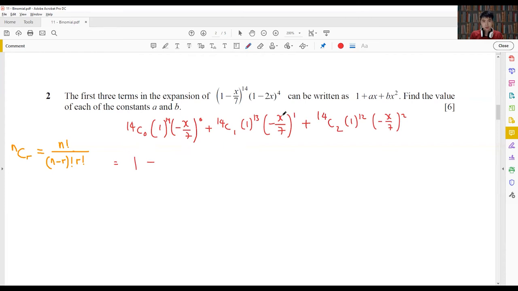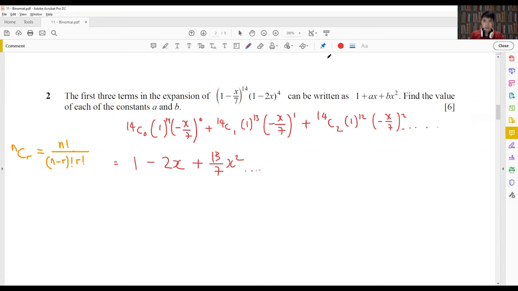14c1, 14 divided by 7, 2x, okay? And lastly here is plus 14c2, 91 divided by 49, 91 divided by 49x squared. I'm going to simplify it to make it turn into 13 over 7. 13 over 7x squared like this, okay? And everything else other than that is irrelevant to us, so we're just not going to expand it, okay?